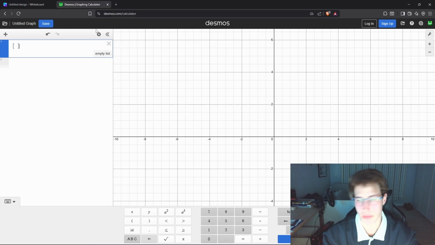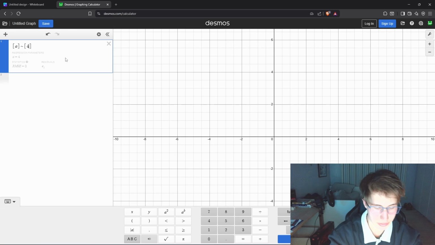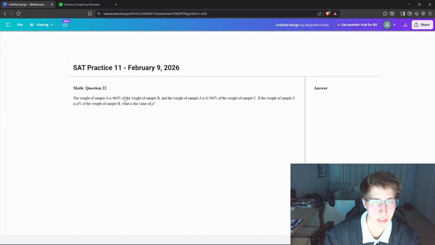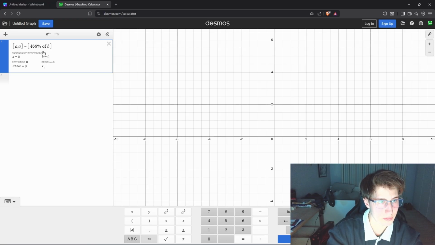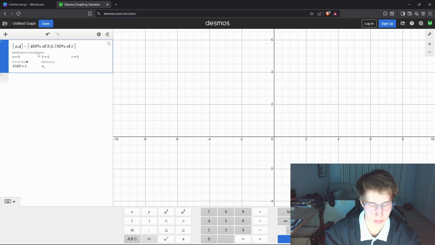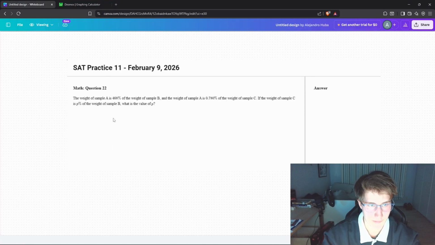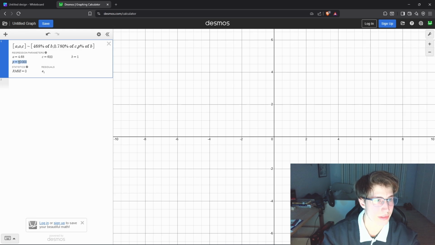So let's set up our regression boxes. And we know that A is 468% of B. And A is also 0.78% of C. And then we need to find, if the weight of sample C is p% the weight of sample B, so C is p% of B, what is the value of p? So right here, p is 60,000, right here.